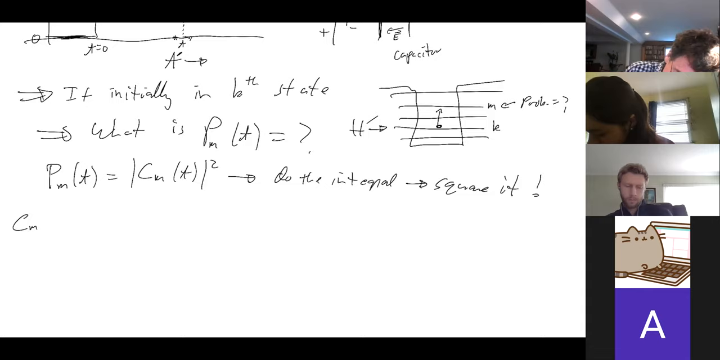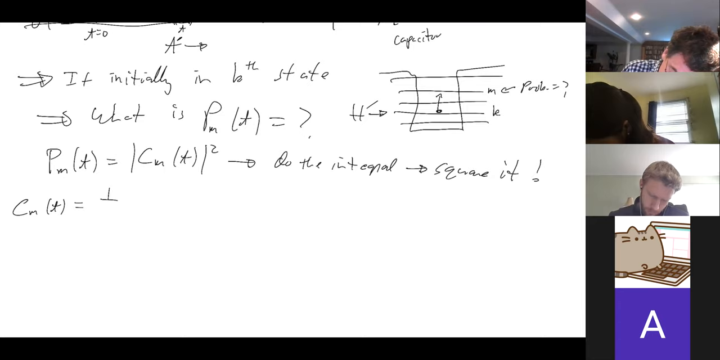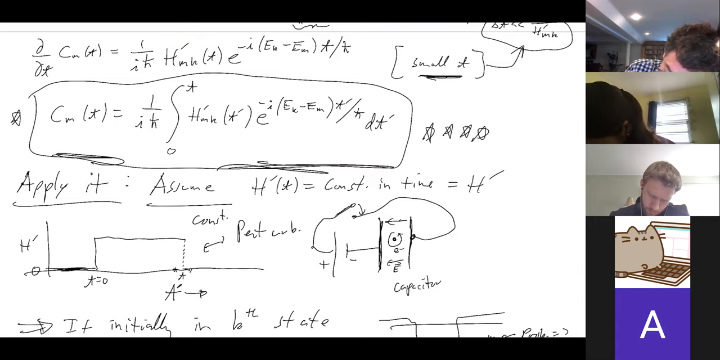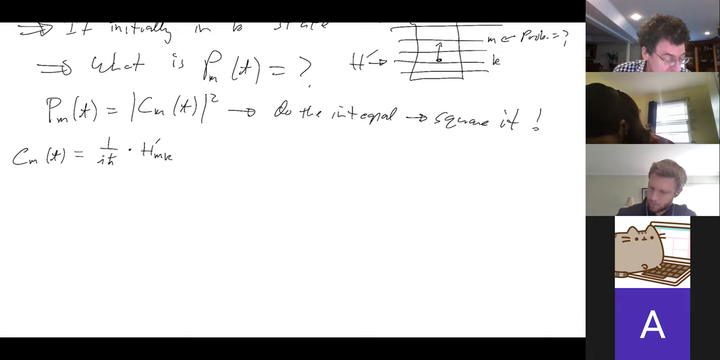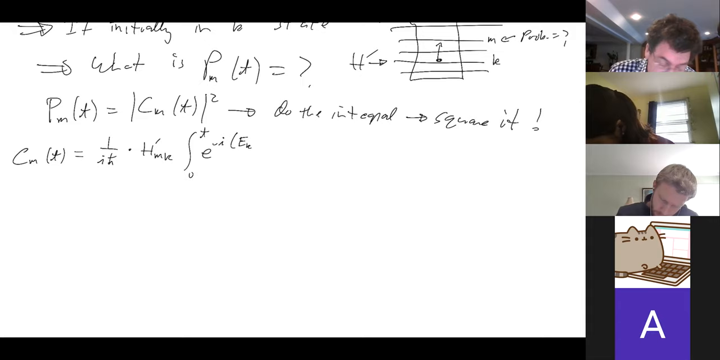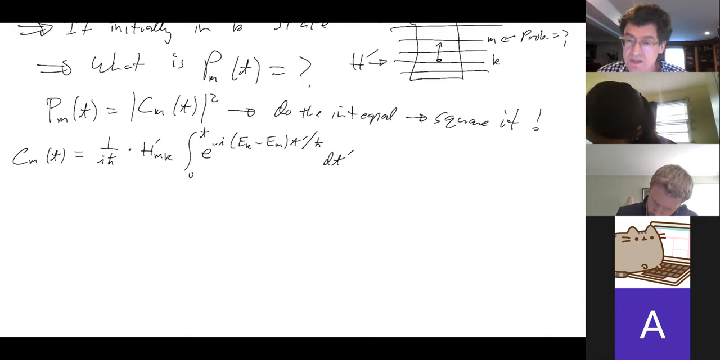Okay. So let's calculate that integral. C_M of t is going to be equal to, how did I write it here? 1 over i h bar times, and because this part is constant, I can bring it out of the integral. So I can bring the perturbation, the matrix element H prime M K, outside of the integral. And then I'm going to do the integral from 0 to t of e to the negative i (E_K minus E_M) t prime over h bar dt prime. Okay, that's the integral.